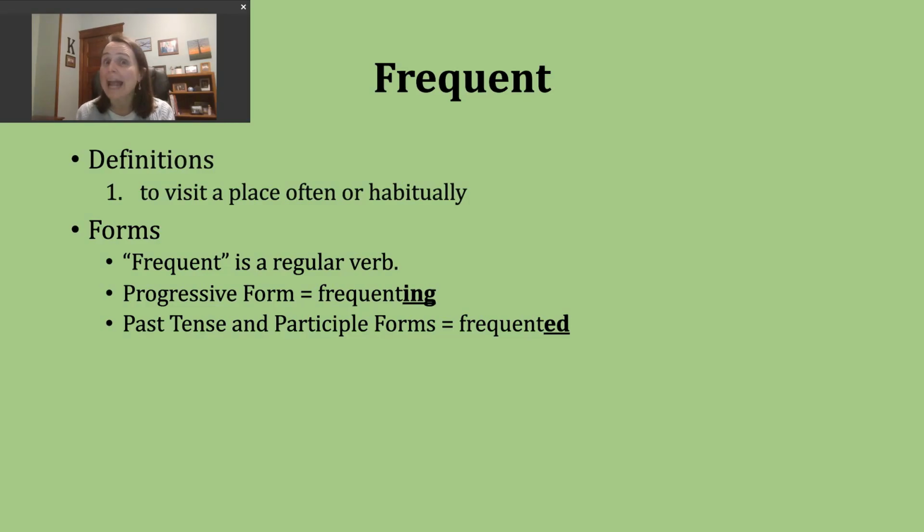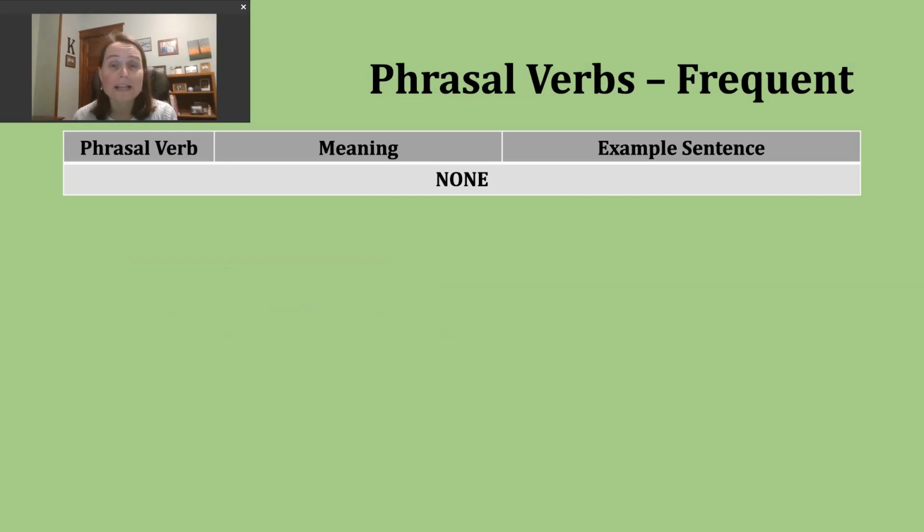This means when I add the ed ending, I'm going to add an extra syllable to this verb. The ed suffix is going to make an id sound. So the past tense and the participle form of our verb should sound like this: frequented, frequented. Okay, you hear that id on the end? Now, there are no phrasal verbs that we need to study with this particular verb, so we'll move on to a little verb tense review.